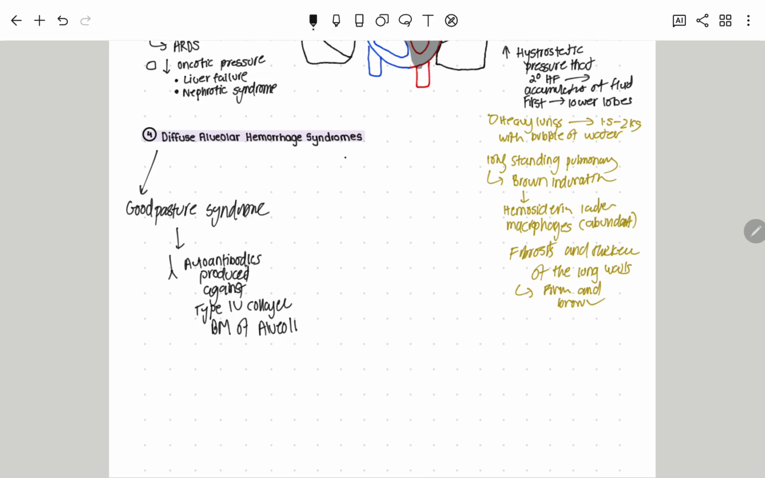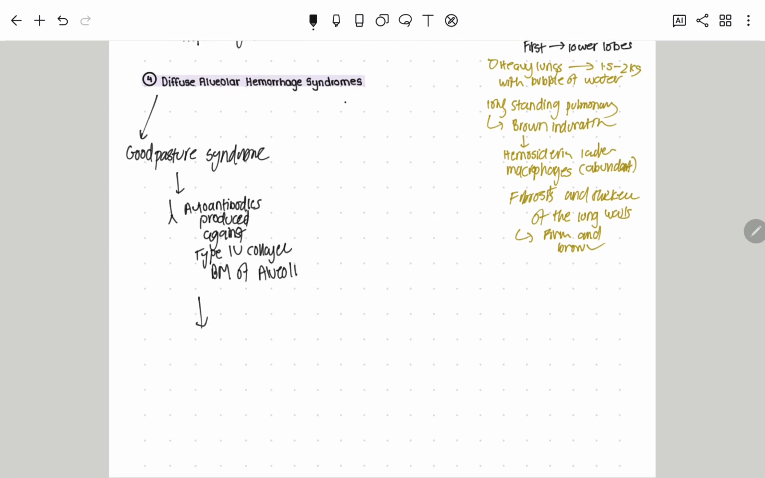This is more associated with renal pathology as well, so there's no real worry into going into too much detail. All you need to know as far as Goodpasture syndrome is concerned is that you have autoantibodies that are being produced against the type 4 collagen present in the basement membrane of the alveoli, and as such the presentation of this, as it says, because it's a hemorrhagic syndrome, is that the patient presents with hemoptysis.